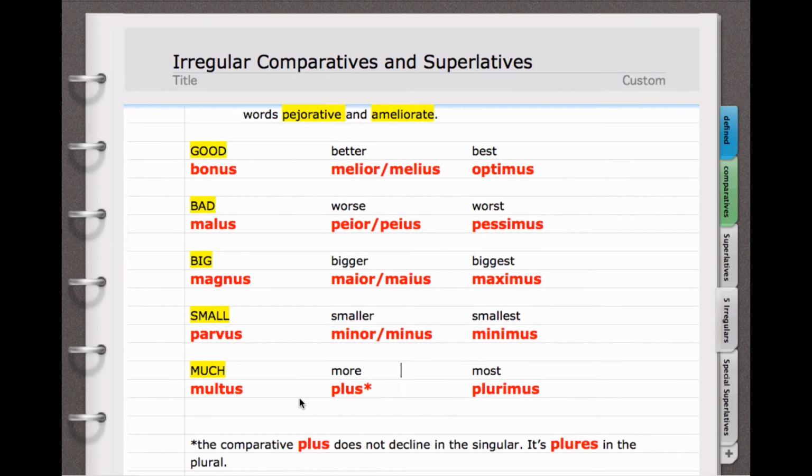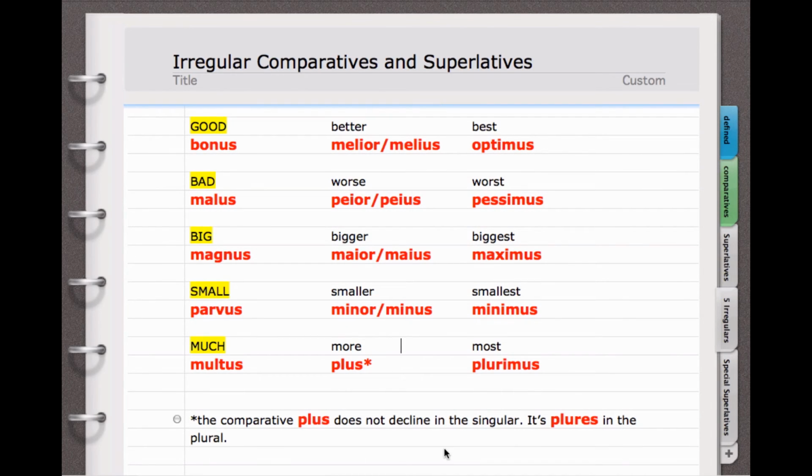On a side note, this little plus right here, the comparative plus, does not decline in the singular. So it doesn't matter, nominative, genitive, whatever, it doesn't decline. The plural form, plures, does decline. So it has plures, its genitive would be plurium, its neuter would be plura. So it's something you don't encounter a whole lot. So again, don't sweat that one. Don't sweat the exceptions sometimes, but that is something that's there to be remembered.